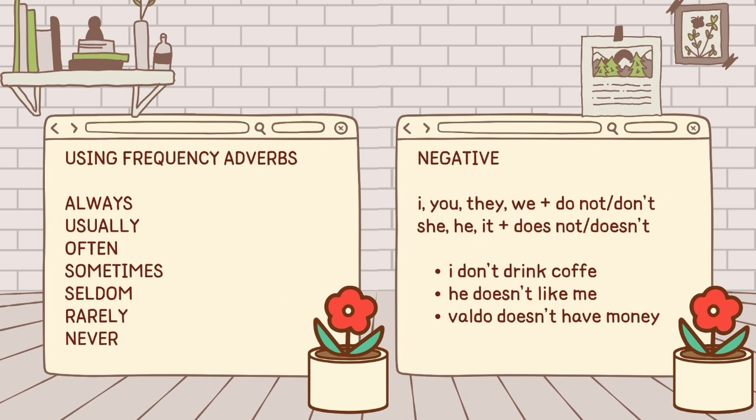Using frequency adverbs: always, usually, often, sometimes, seldom, rarely, never. And for the negative, we use do not or does not, or don't and doesn't.